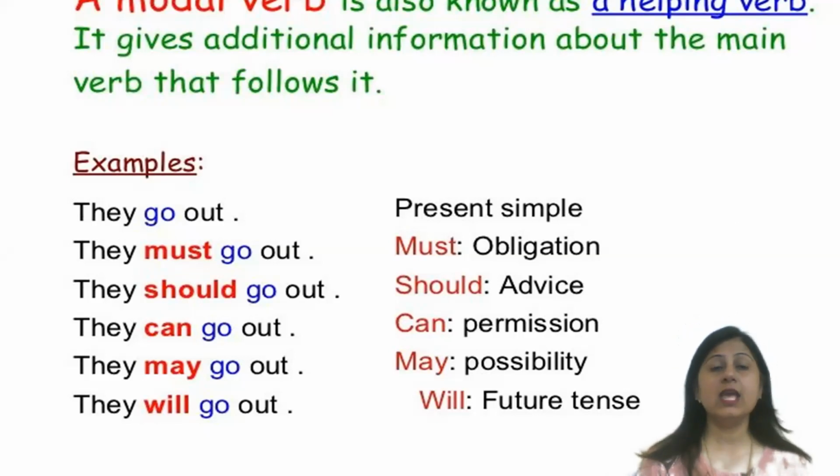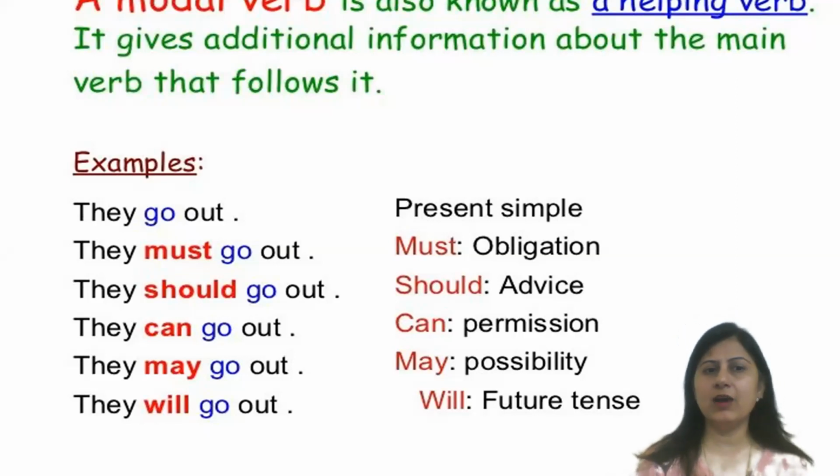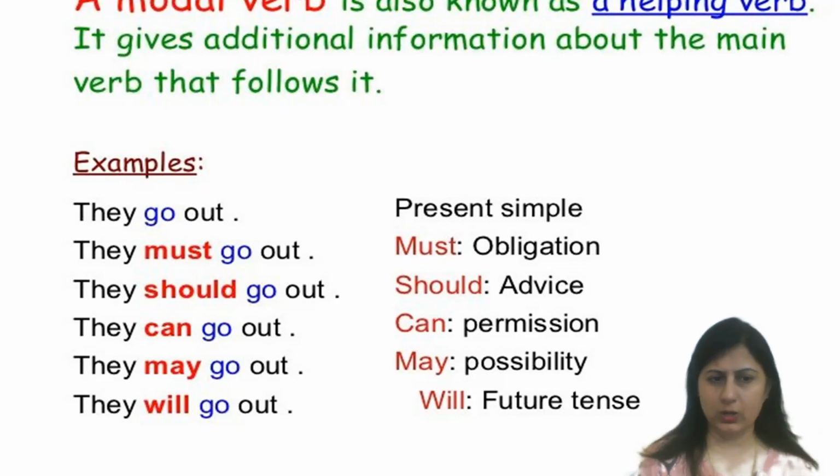Like if I say, they must go out. Now, this must is a modal which is showing an obligation, that they have to go out. They must go out. It's an obligation. But if I am saying they should go out, now here it can be taken as advice, that they are advised to go out. If I am saying they can go out, it can be taken as a permission also, that I am giving them permission to go out. They are permitted to go out.